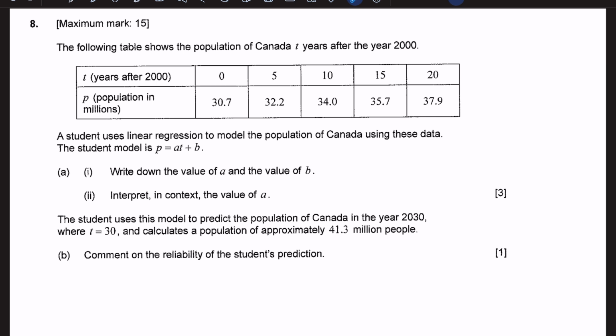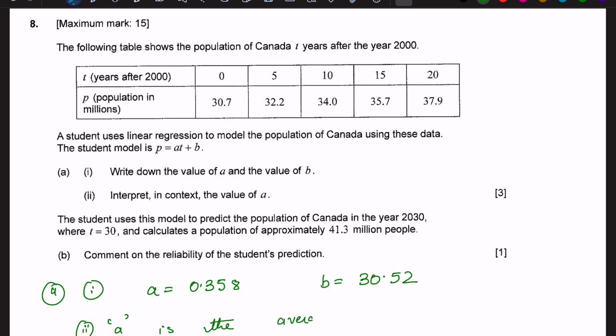So we have the following table which shows the population of Canada T years after the year 2000. So T and P, the data is given. First we have to use the linear regression model to model the population of Canada using the data, P equals A T plus B. Now if I use the regression calculator, you will see that A is 0.358 and B is 30.52. Second, we have to interpret the value of A. So if you look here, it's A times T plus B, right? So A is the average yearly increase of population in millions.